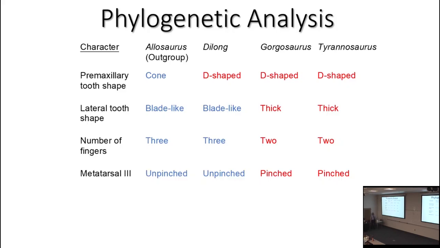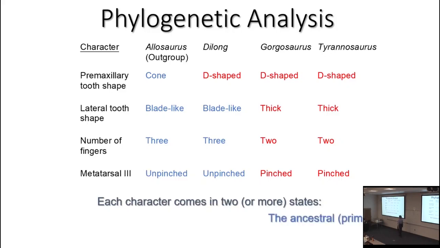So for each of these traits, the shape of the premaxillary teeth, the shape of the lateral teeth, so the maxillary and dentary teeth, the number of digits on the hands, the number of fingers, and the shape of metatarsal 3, the middle metatarsal. You don't need to know what these features are. You will eventually when we talk about Tyrannosaurus, but not the specifics here. This is just an example, a super simplified example. And for each of these, the character, the trait, comes in 2 or potentially more states. To keep it simple, these all have 2 states, or binary states.